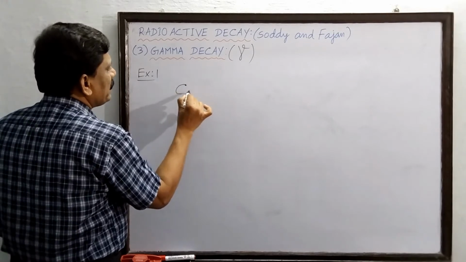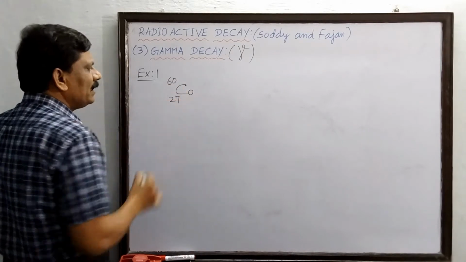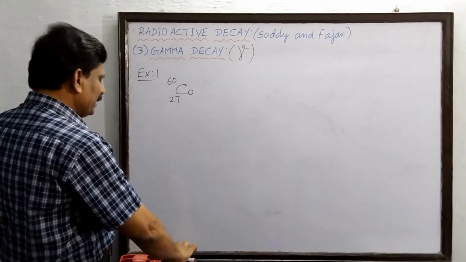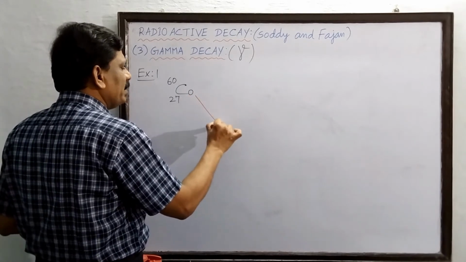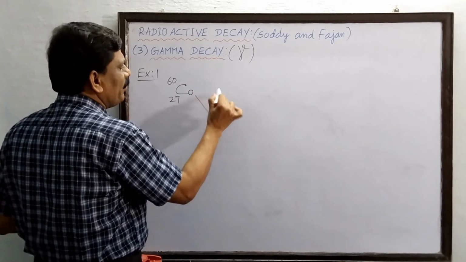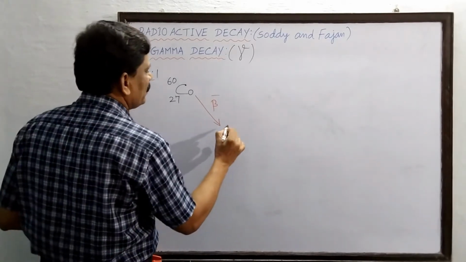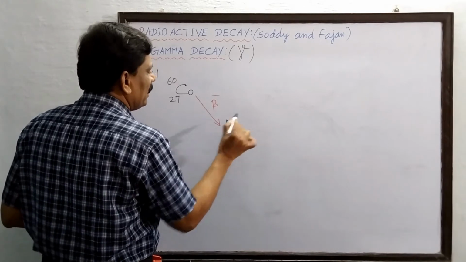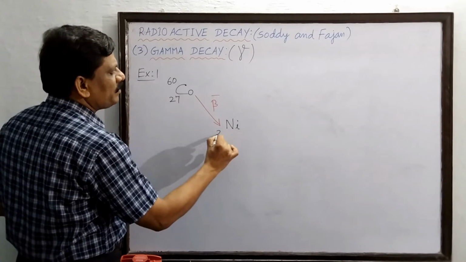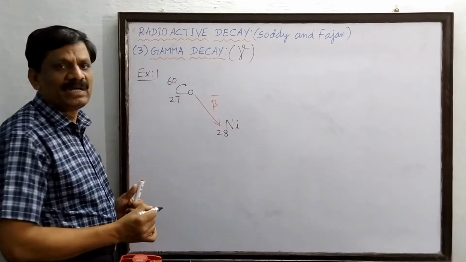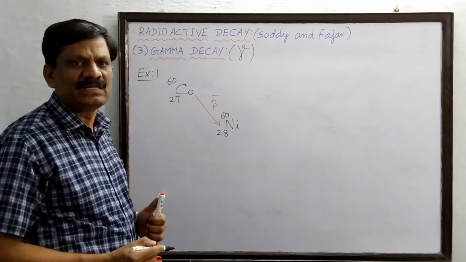The cobalt nucleus has charge number 27 and mass number 60. It is emitting a beta particle, that is beta minus, an electron, and it becomes nickel. During this beta minus decay, the charge number increases by 1, so nickel has charge number 28. The mass number does not change, so nickel has mass number 60.